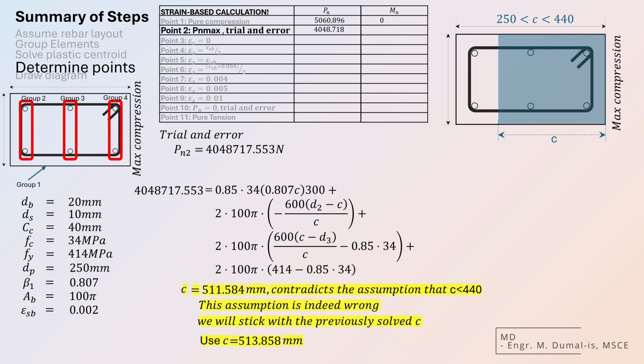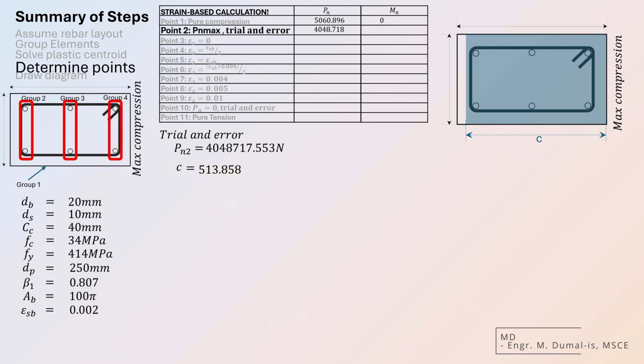After substitution, we solve again, and this time the resulting C doesn't fall within our assumed range. So the second assumption fails, and the first one is proven valid. Now that we are confident about the value of C, 513.858, we can solve for the moment Mn.